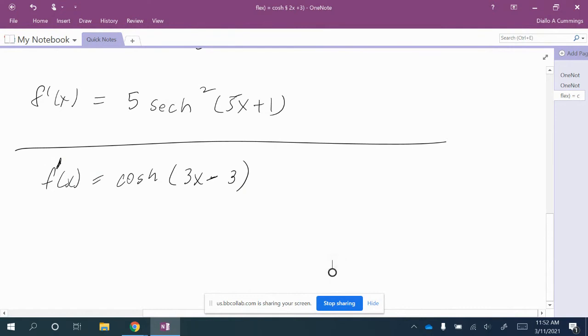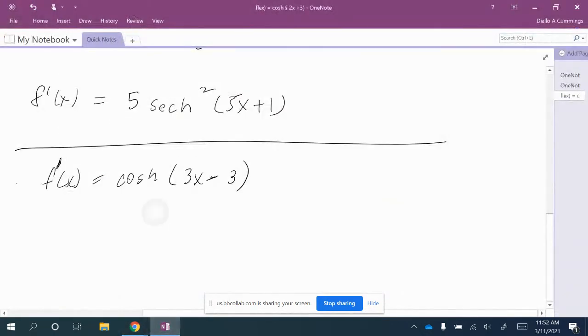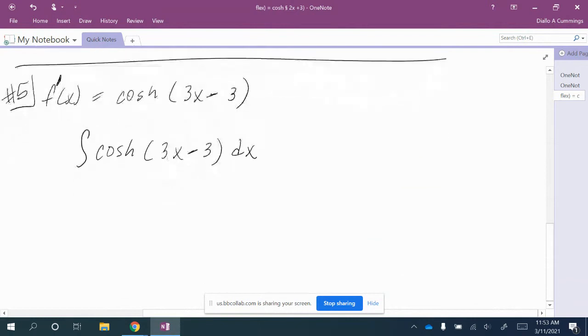And we're asked to integrate. And let me put some numbers to these. So this is number 5. All right, so I'm going to integrate the hyperbolic cosine of 3x minus 3. And remember that every integral must carry a variable of integration.